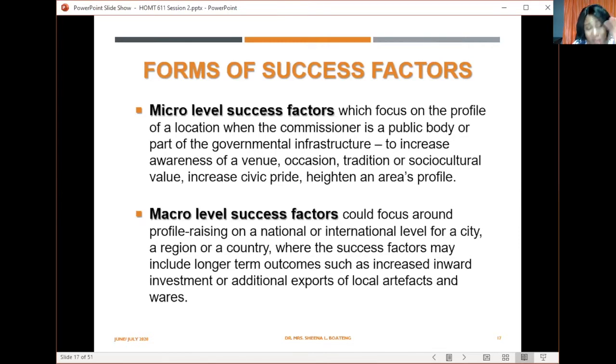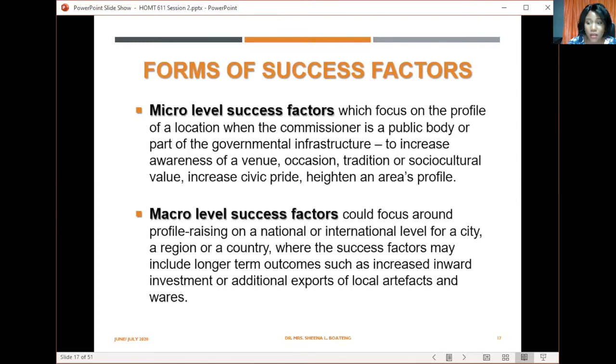We can also talk about macro-level success factors. And these could focus around profile raising on a national or international level for a city, a region, or a country, where the success factors may include longer-term outcomes, right? Macro-level success factors can be linked to events like the World Cup, can be linked to events like Cannes 2008. These are huge profile raising events at a national and international level, where it has become prestigious for a country to have hosted the event at one time or the other. And as a result, every year we see that different countries always bid to host events of this nature.